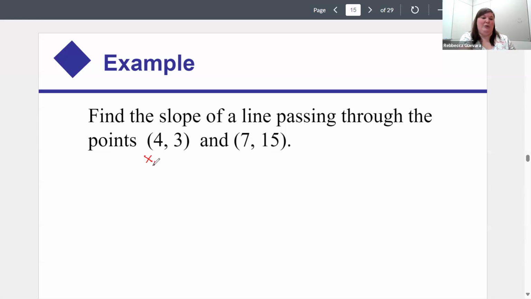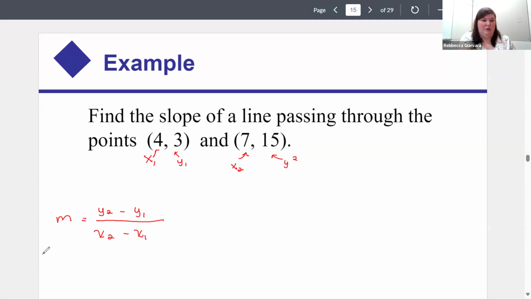I usually just do an order. So this came first, so this is going to be my x1, y1. This will be my x2, y2. Then we said slope. There's two ways we can do it. We'll do both formulas here, but I can do y2 minus y1 on top, x2 minus x1 on bottom.